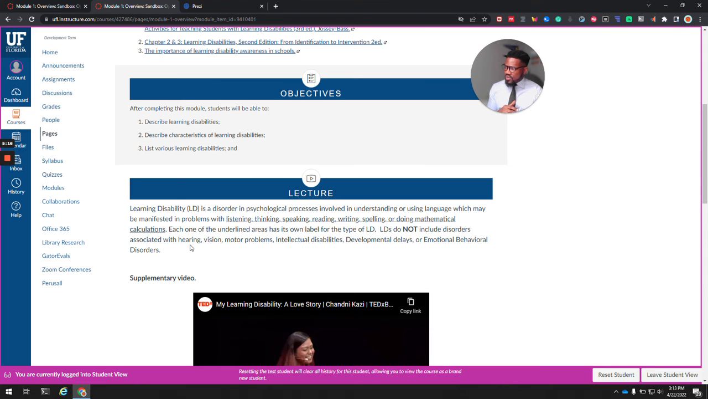That surrounds understanding and the use of language, which of course may be manifested through problems with thinking, speaking, and doing mathematics, among other things. Each of these basically are LDs, and each of them has a specific name, characteristics, and features of the listening, thinking, reading, and speaking disabilities here. And as mentioned before, hearing, vision, motor problems, and intellectual disabilities are not learning disabilities. And developmental delays and emotional behavior disorders are not learning disabilities.